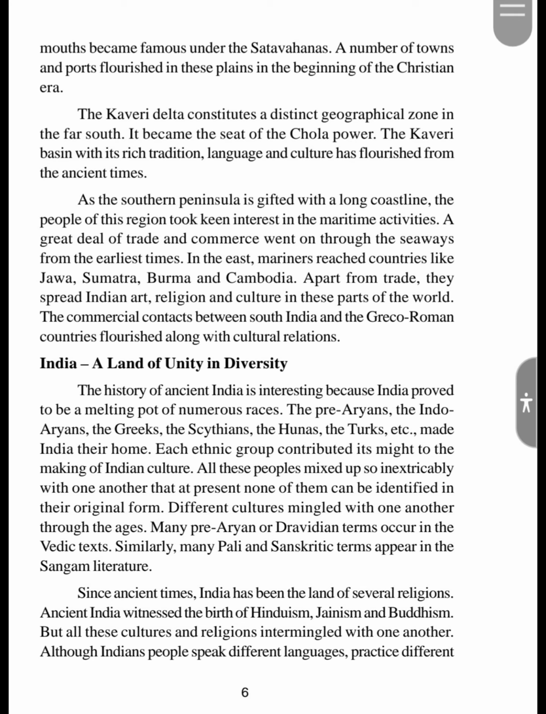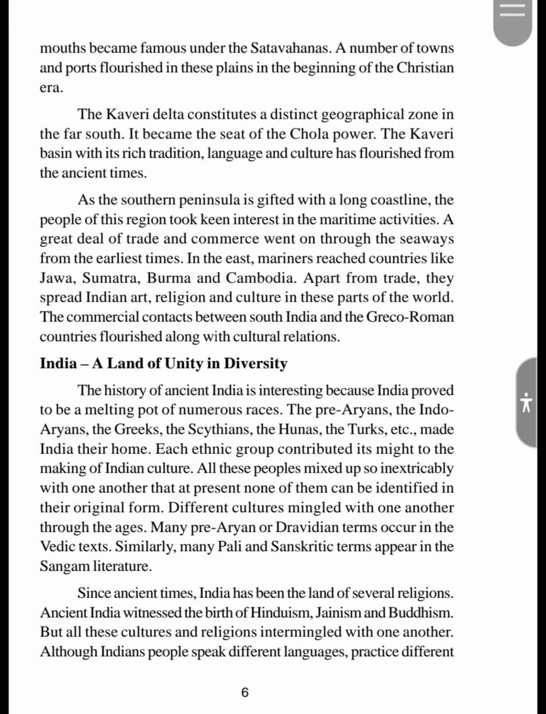The Kaveri Delta constituted a distinct geographical zone in the far south. It became the seat of the Chola power. The Kaveri Basin, with its rich tradition, language, and culture, has flourished from ancient times.